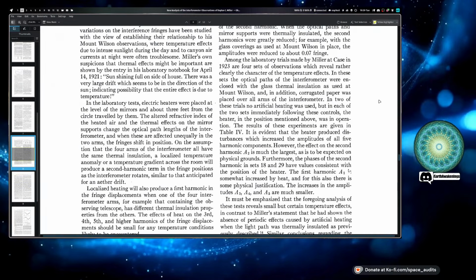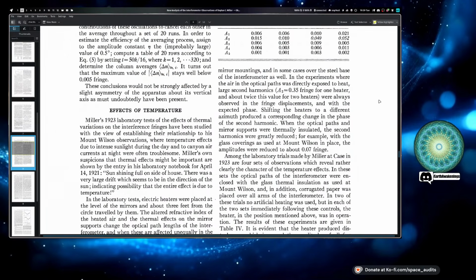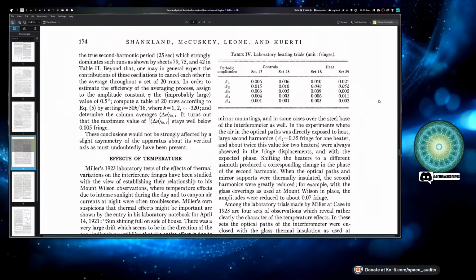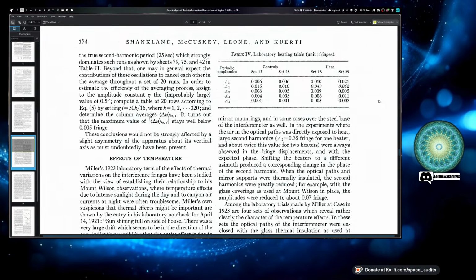Among the lab trials made by Miller at Case in 23 are 4 sets of observations which reveal... Are you okay there, Alan? Are you trying to find where I'm at? I think you got me. Yeah, you know where I'm at.